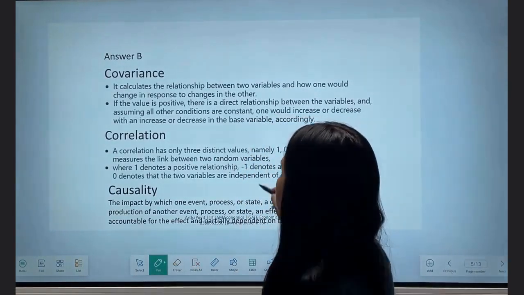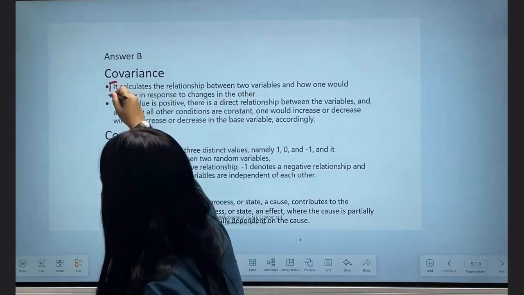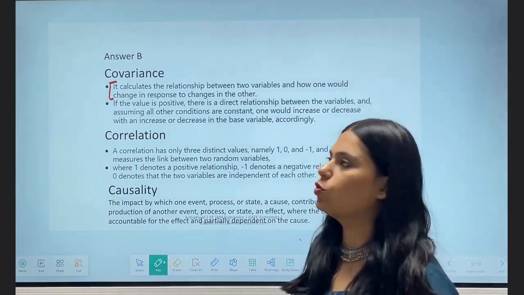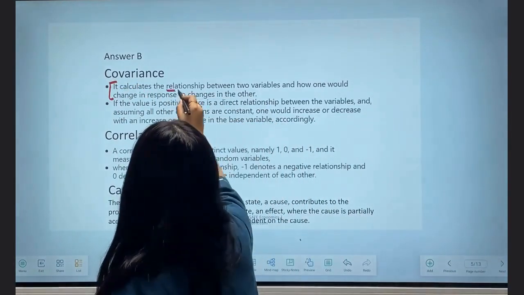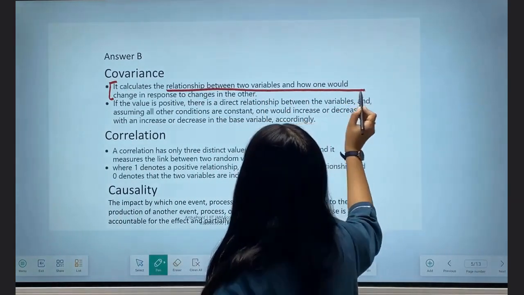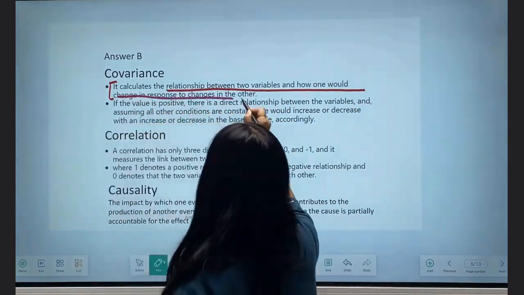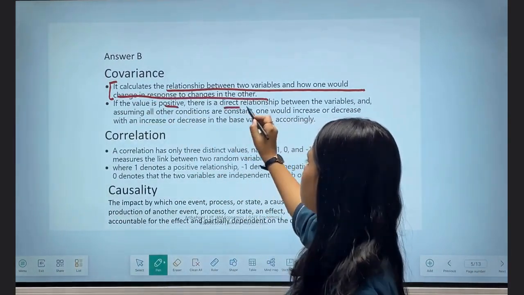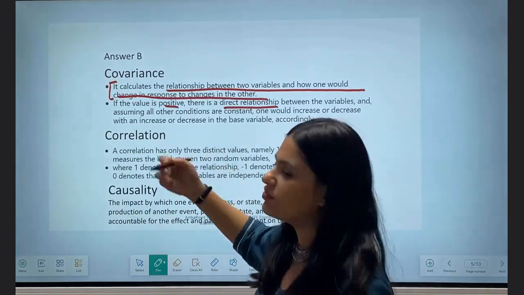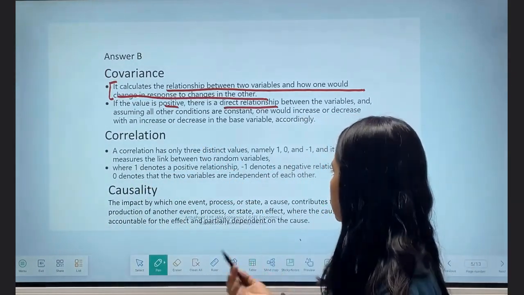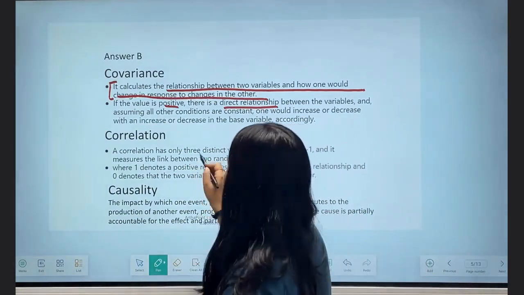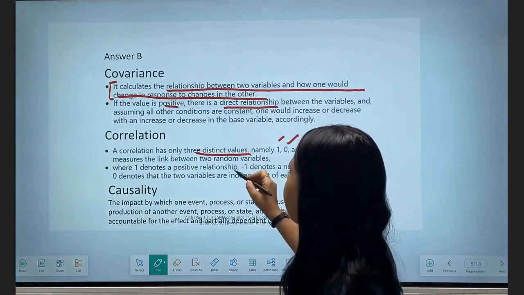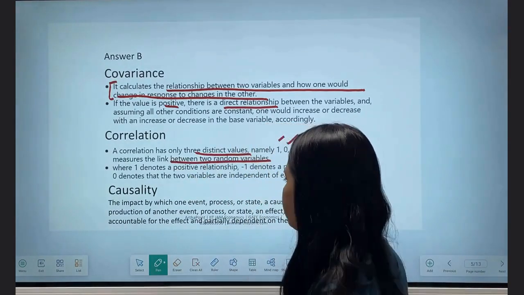Covariance calculates the relationship. ये covariance की definition ही ये है. And because of the definition, I said we should be going with covariance. So it calculates the relationship between two variables and how one would change in response to the change in another. If it is positive, the relationship is direct. If it is negative, the relationship is indirect, inverse. Okay, a correlation has three distinct values, 1, 0 or -1, and it measures the link between two random variables.